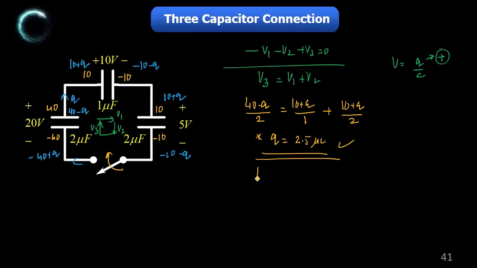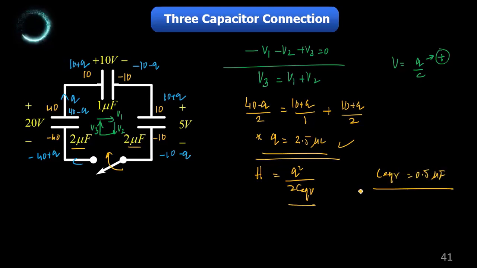So, again I can write the H number. H equals Q square by 2 C equivalent. Now, what is the C equivalent in this situation? Here, there are 2 and 2, so 2 and 2 give 1, and 1 and 1 again give 0.5. Again and again give another 0.5. So, basically C equivalent is again 0.5 microfarad. Okay. So, that means the answer remains the same. That is Q square by 2C, means 2.5 whole square divided by 2 into 0.5. That means 6.25 microjoule. Okay.